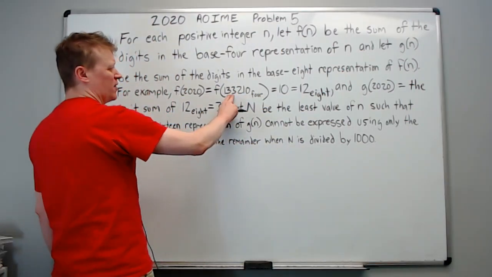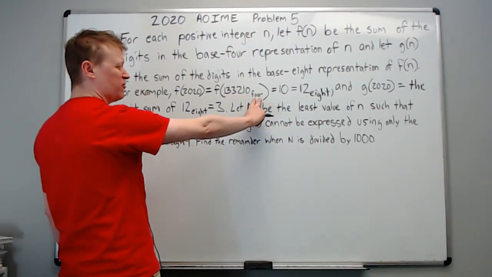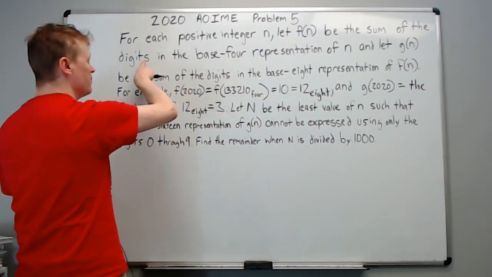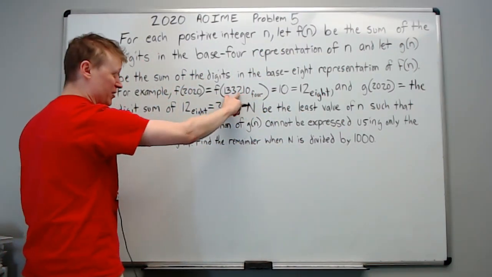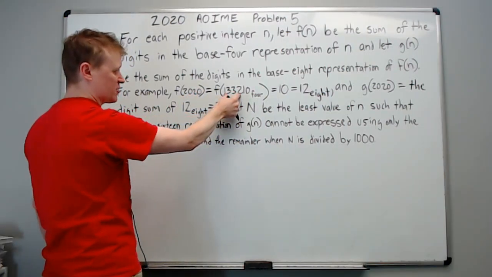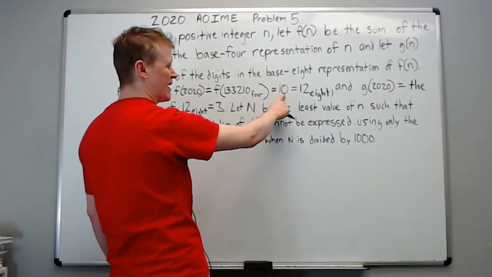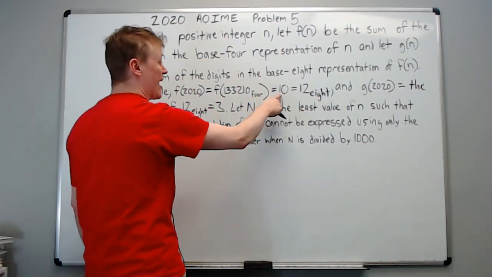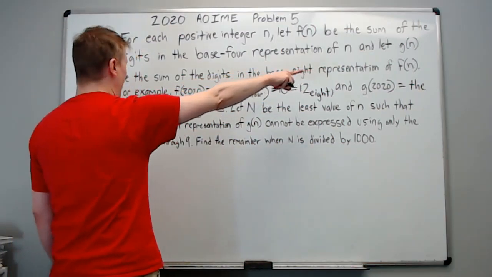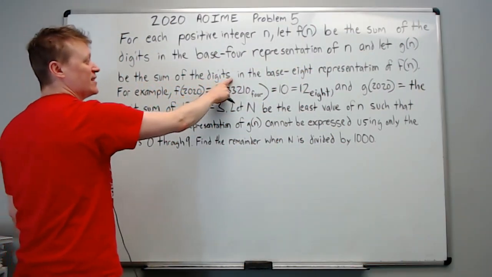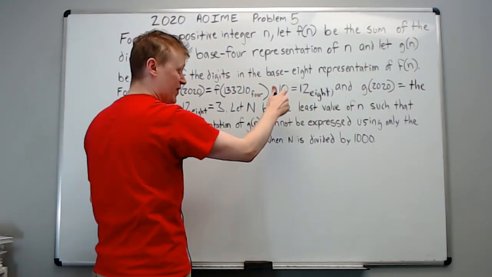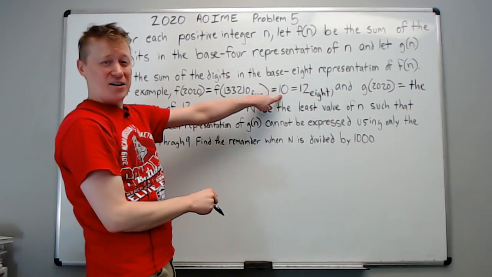So 133210 base 4, we want the digit sum, right? The sum of the digits of this number, this one written in base 4. So 3 plus 3 is 6, 3 more is 9, and 1 more is 10. And then I need to take that sum of the digits and let g of n be the sum of the digits in the base 8 representation of f of n. This is f of n right here, 10.